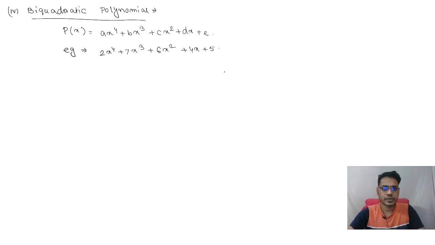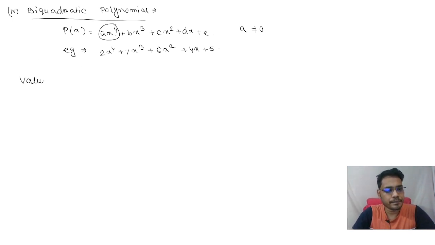So that is a biquadratic polynomial where a must be not equal to 0. If a is 0, then the total value of this becomes 0. Then it will be a cubic polynomial then. That is why in this biquadratic polynomial, the first term, that means ax raised to the power 4, where a is not equal to 0, because this is the highest power. Okay, now value of a polynomial.